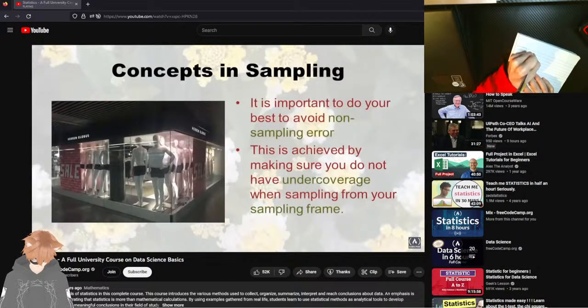To conclude this little section, it's really important to do your best to avoid non-sampling error. This is achieved by making sure you do not have undercoverage when sampling from your sampling frame. So this puts together some of our vocabulary. But just remember, sampling error is a fact of life.